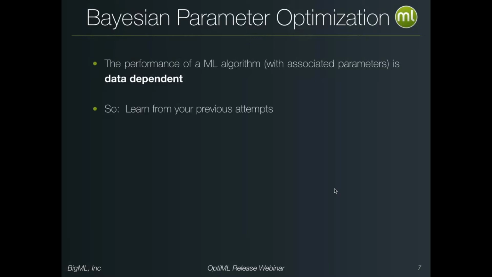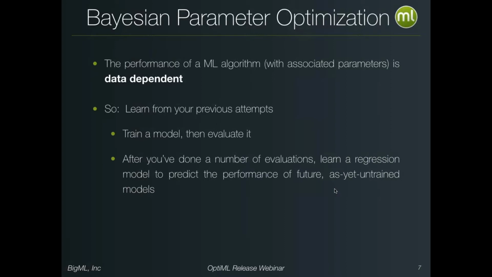To get around this, we're going to try to learn from our previous attempts, right? We're going to try a few things. So let's train a model and then evaluate it on some random set of parameters, or something that usually works pretty well. And after we've done this a few times, we've tried a few of the usual suspects, we learn a regression model to predict the performance of future models. So we don't have to try everything. We've got a little bit of data. We build a machine learning model that will make predictions on the rest of that data.